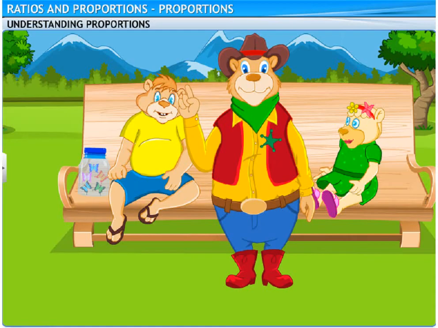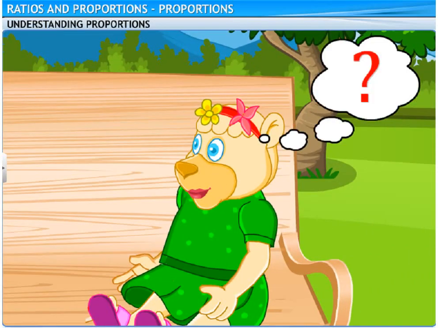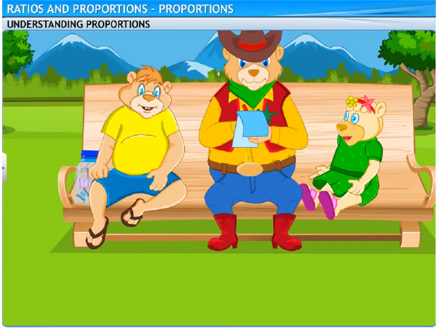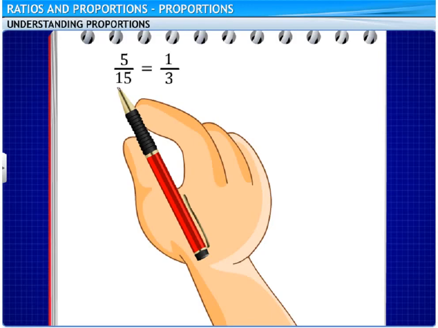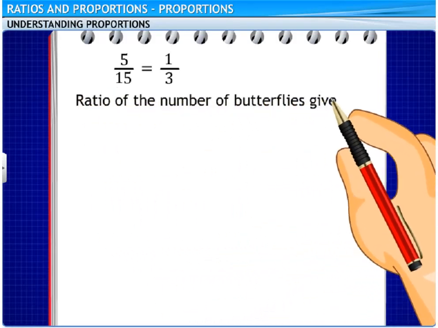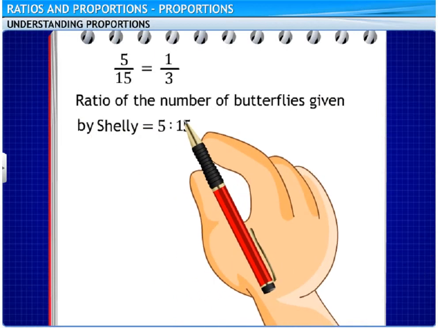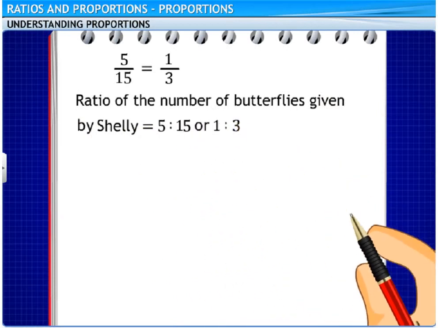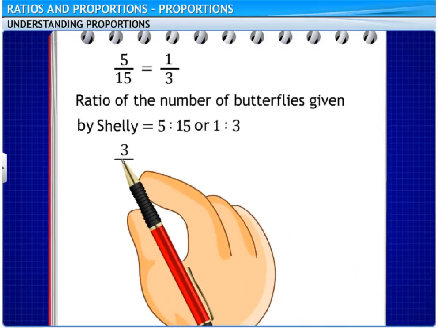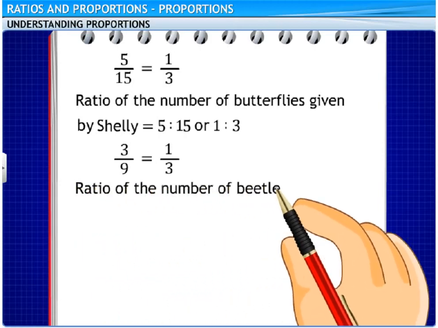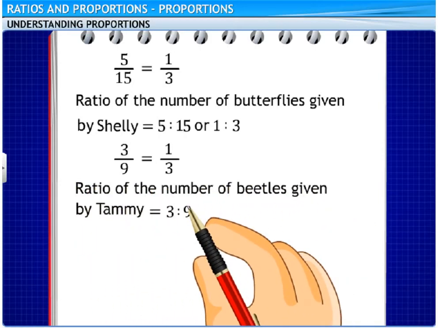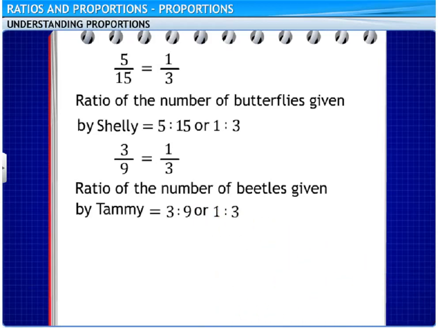Proportion to the rescue! What are you saying, Dad? Let me explain. Actually, the ratio of the number of pets exchanged between you should be the same. Shelley gave 5 butterflies out of 15, so the ratio of the number of butterflies given by her is 5:15, or 1:3. Tammy, on the other hand, gave 3 beetles out of 9. So, the ratio of the number of beetles given by him is 3:9, or 1:3 again.